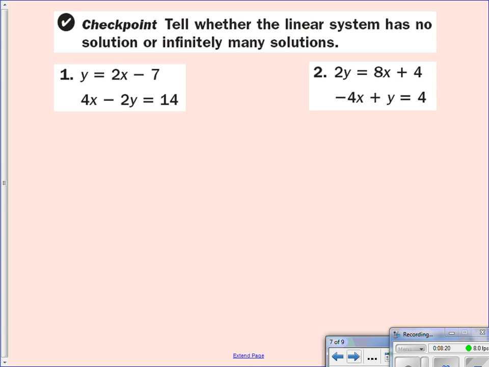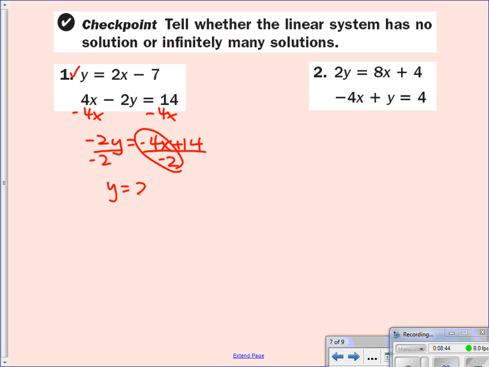So tell whether the system has no solution or infinite number of solutions. Well, a couple different options you can do. If you like slope-intercept form, I've already got the first equation in slope-intercept form. So let's get the second one. Negative 2y equals negative 4x plus 14. Oh, divide by negative 2, excuse me. And y equals 2x minus 7. Well, that's the exact same equation. So that means that they're infinite solutions.